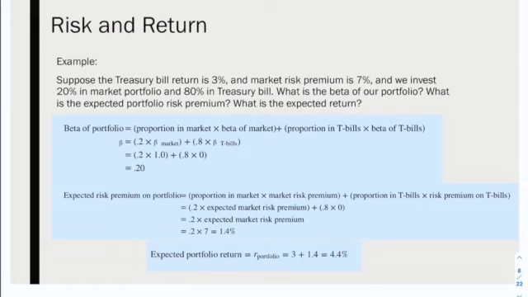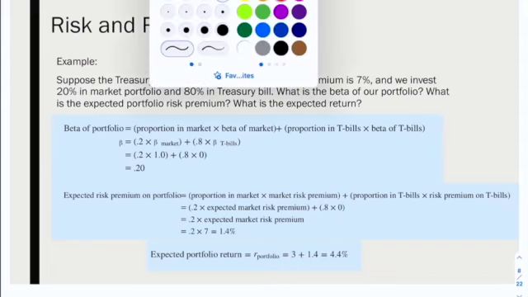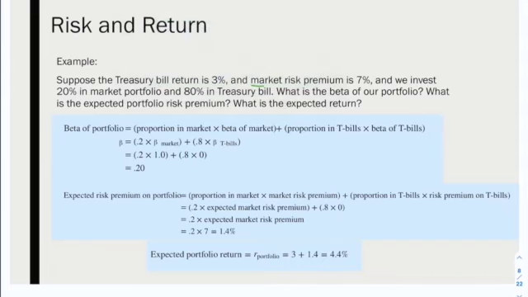Example, suppose the treasury bill return is 3%. Market risk premium is 7%. Note here that they told you the market risk premium. Okay, this is already RM minus RF. And we invest 20% in the market portfolio and 80% in treasury bill. What is the beta of our portfolio? What is the expected portfolio risk premium? And what is the expected return?